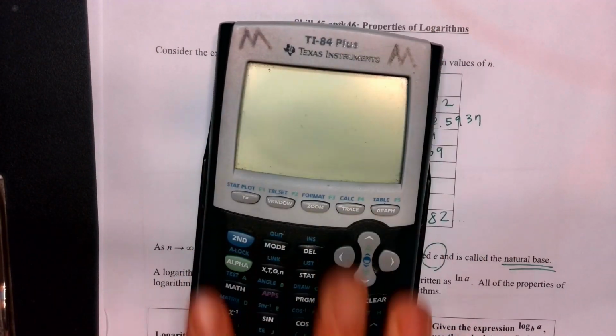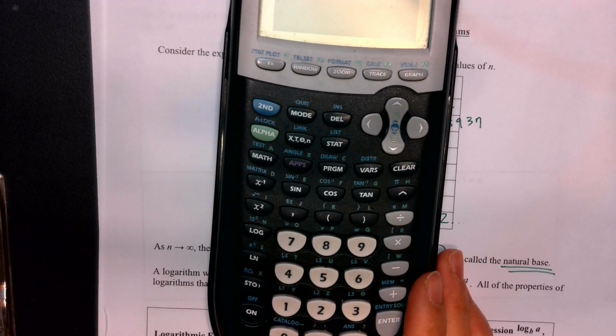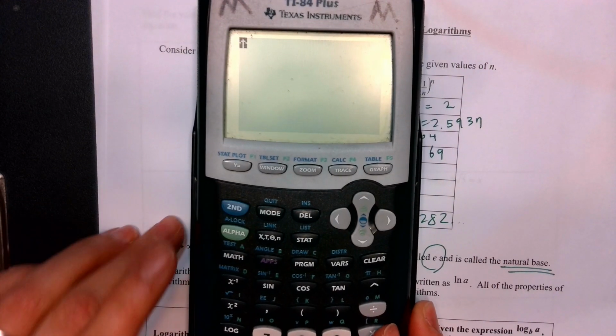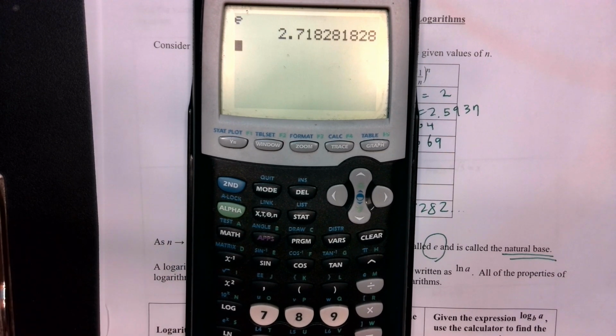You can find that value in your calculator as well. Where is it? Let's see. Find the E button. Do you see the blue one right here? So if I do second E, hit enter, it says 2.7182881 blah blah blah.